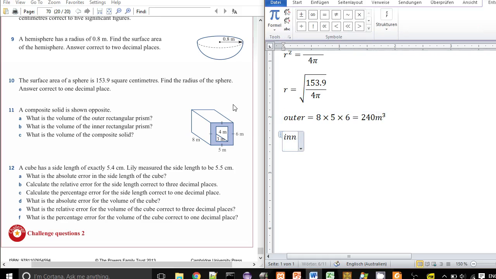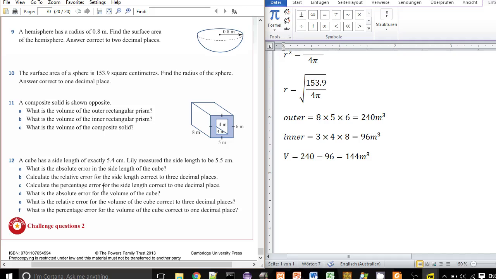Okay, the inner is gonna be just 3 by 4 by 8 again. The order doesn't matter too much, so that's 12 by 8 is 96 cubic meters. So the volume of what we're looking for is just, you subtract them. So 240 minus 96, which is 144 meters cubed. Okay?